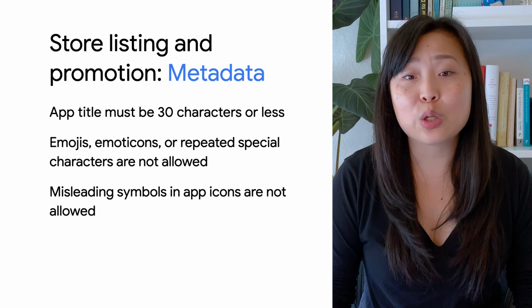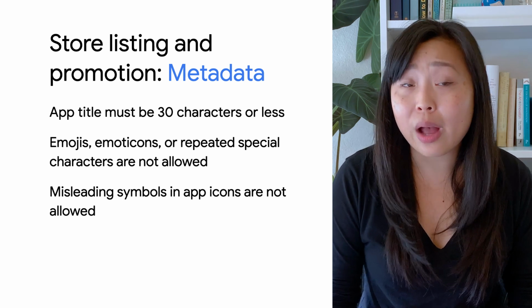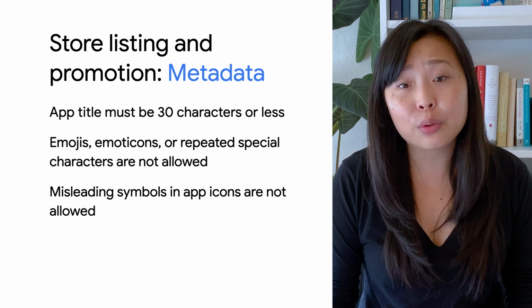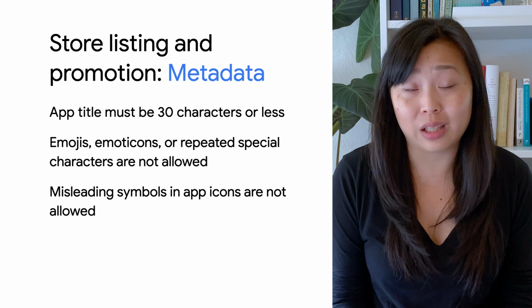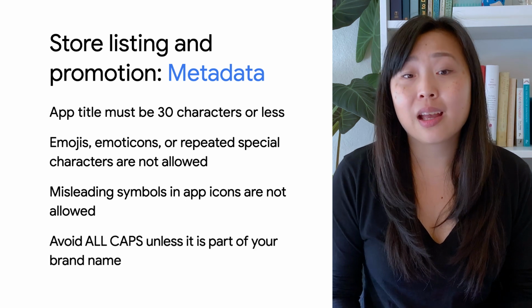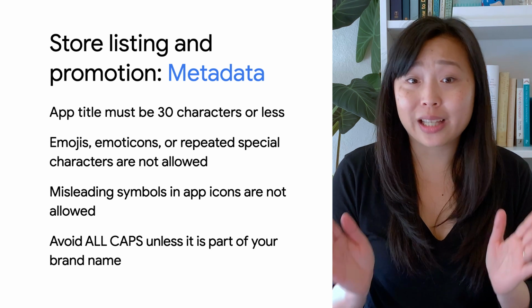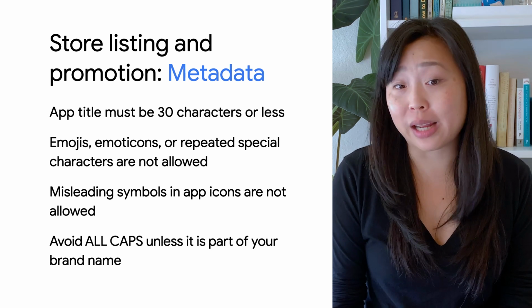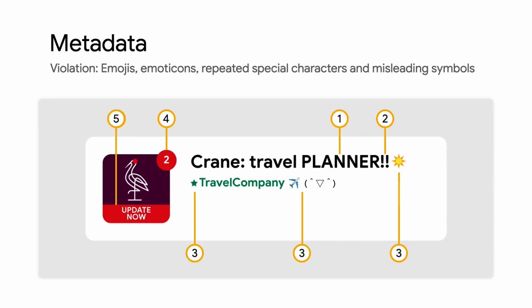For example, new message dot indicators when there are no actual new messages, and download or install symbols when the app is not related to downloading content. And finally, avoid all caps unless it is part of your brand name. Here are some common violations.